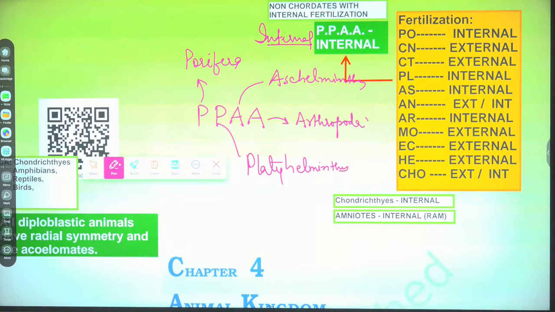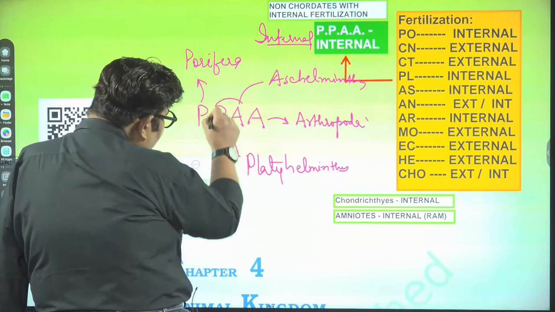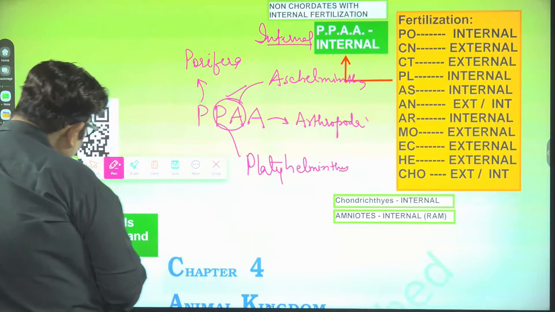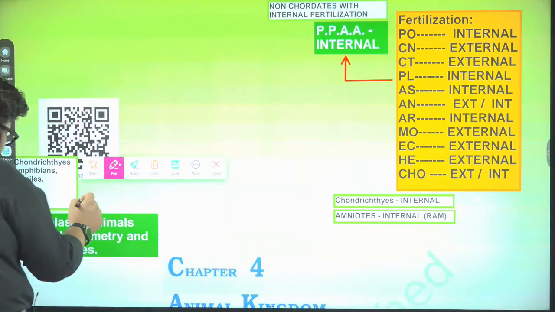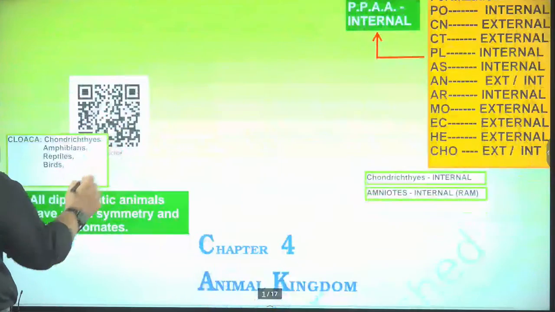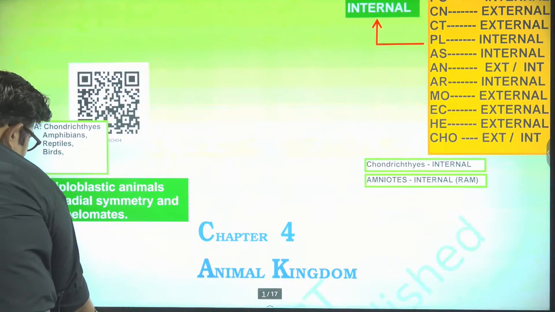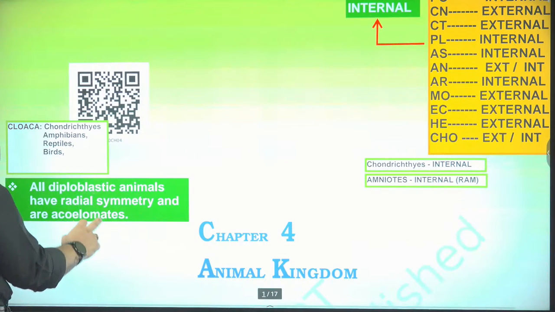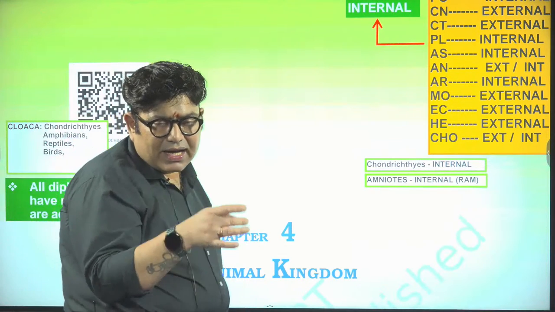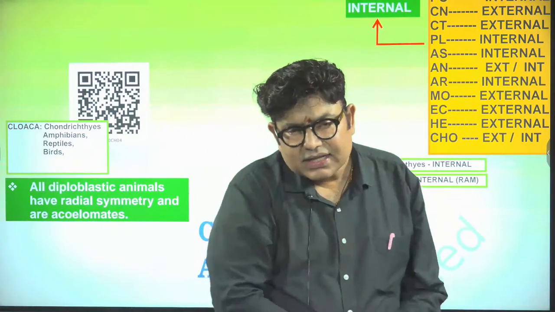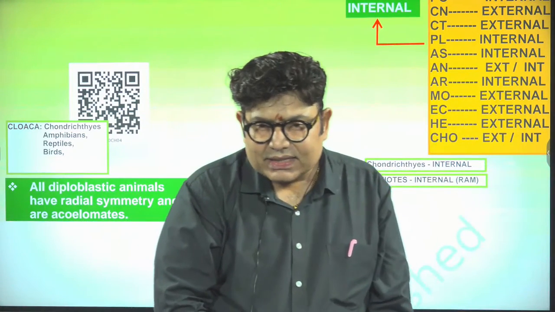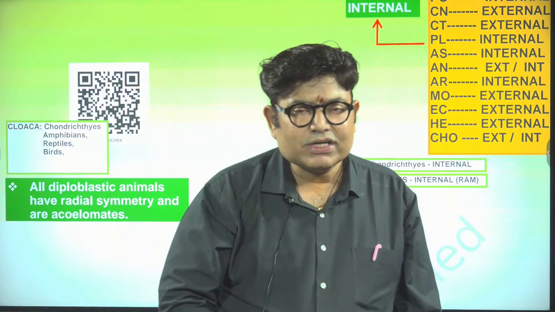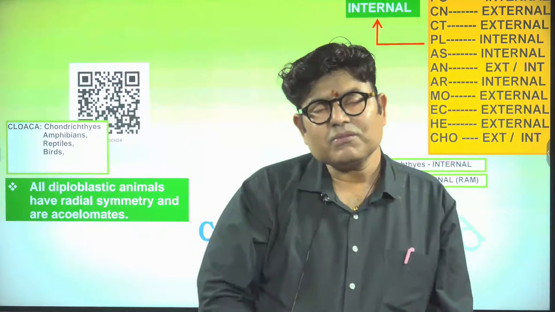Another trick is that both the helminths have internal fertilization. Did you notice that all diploblastic animals have radial symmetry and are acoelomates? Acoelomate means no coelom. So all these phyla don't have a coelom. I just wanted to refresh this in your mind.